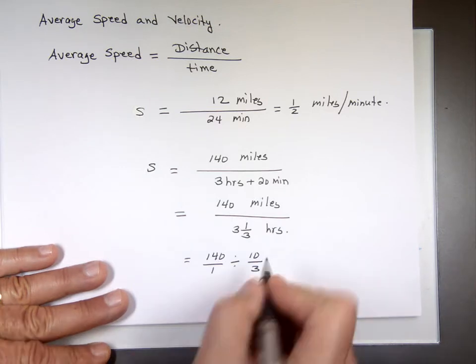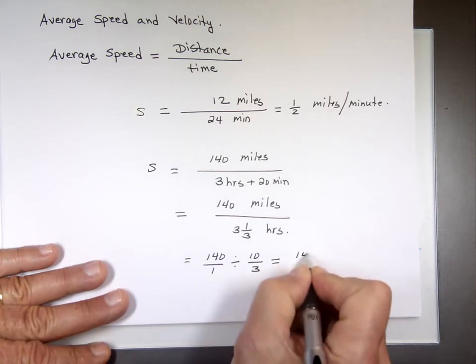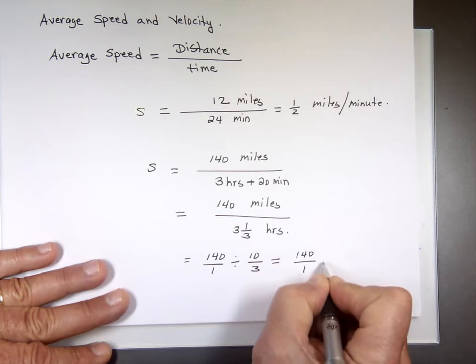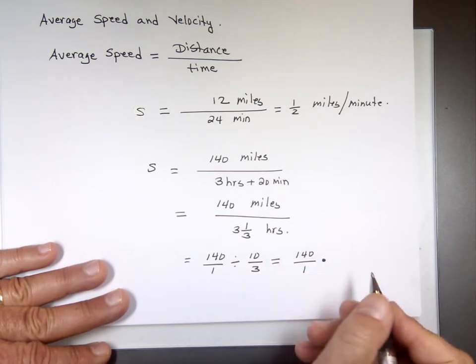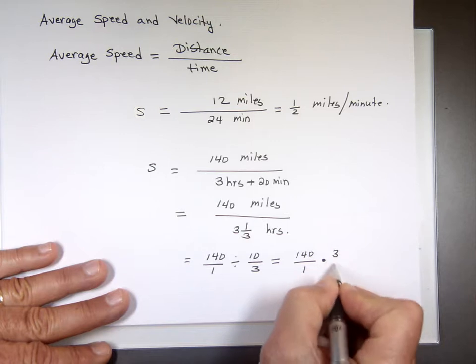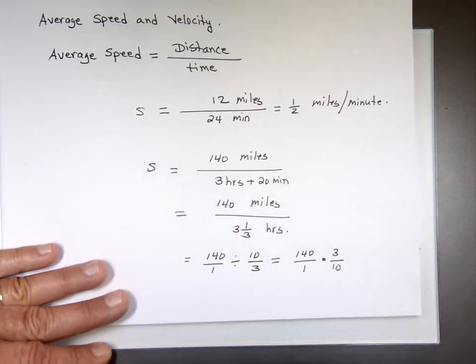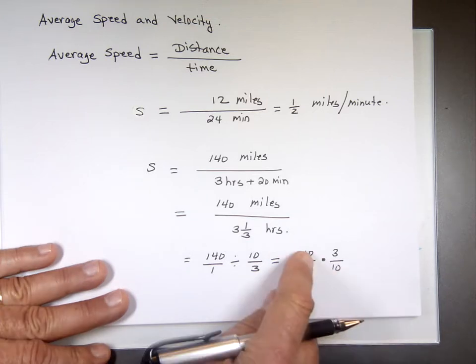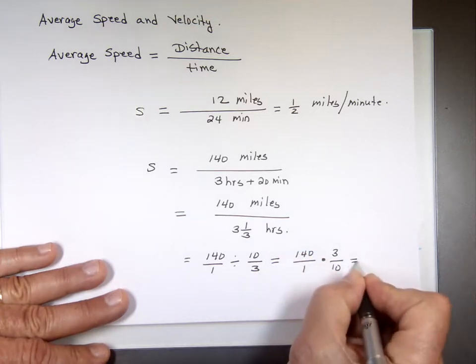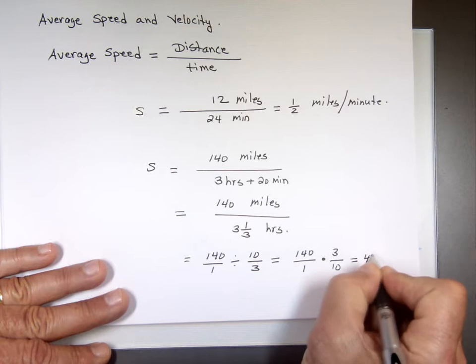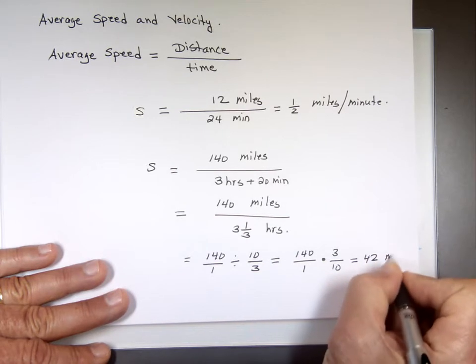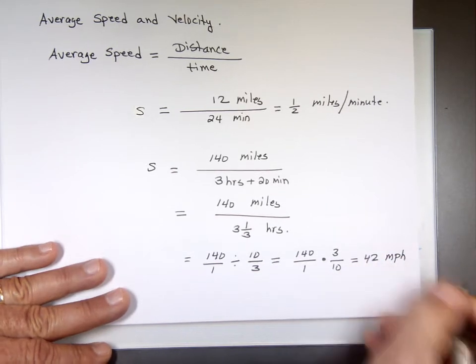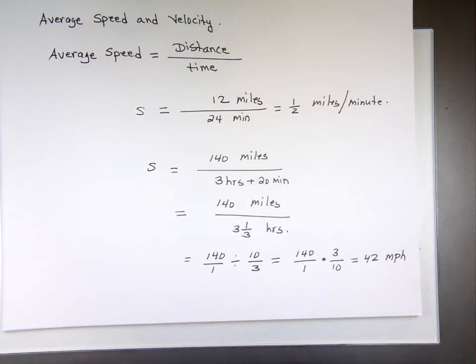When you have division, you keep the first one, change the operation to multiplication. What do you do with the second one? Flip it. The 0 cancels the 0. What's 3 times 14? 42 on the money. Miles per hour. So your average speed was 42 miles per hour.